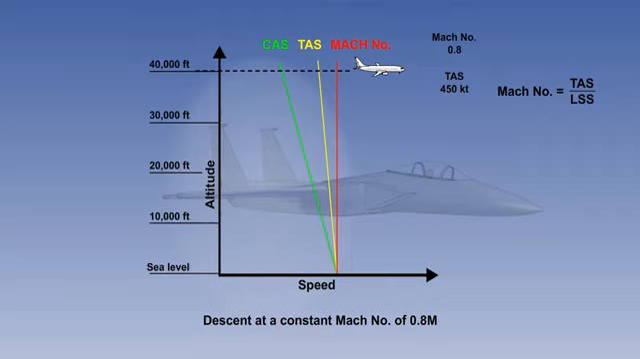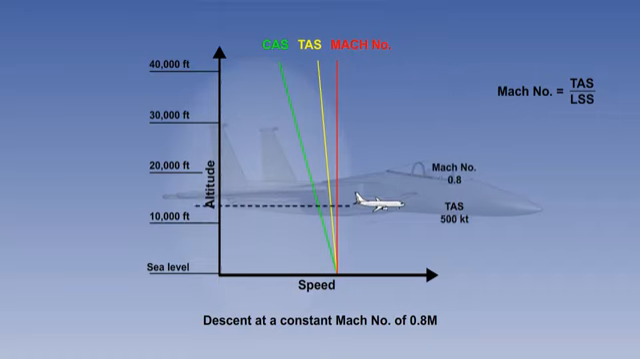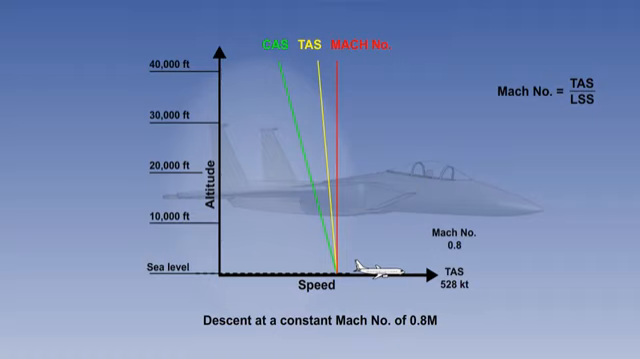The best way to see this is to put an actual example on the graph. If we say that at 40,000 feet the Mach number is 0.8 M, the calculated TAS will be 450 knots in the standard ISA atmosphere. In a constant Mach descent at 0.8 M, the TAS will increase to 528 knots at sea level, which may well be in excess of the maximum normal operating speed for the aircraft. CAS is used in the lower part of the descent.